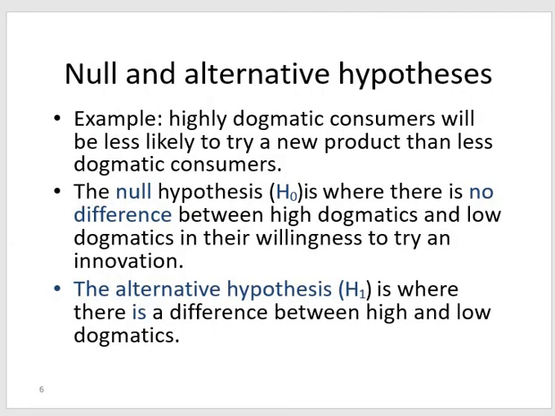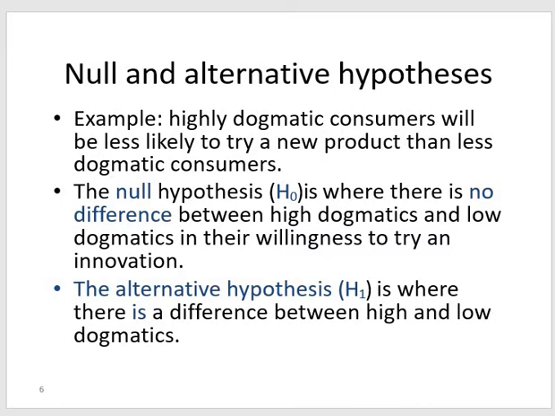Next, here we are to study null hypothesis and alternative hypothesis in detail. For example, they have given: highly dogmatic customers will be less likely to try a new product than less dogmatic customers. See, this is an example which they have given. For this you have to frame the hypothesis. This is not the hypothesis, but this is an example that they have given, based on which, to accept or reject this, you have to state a hypothesis.